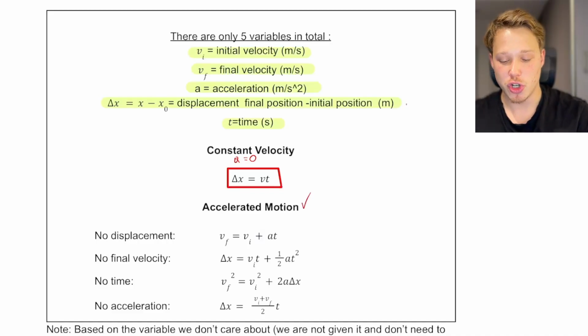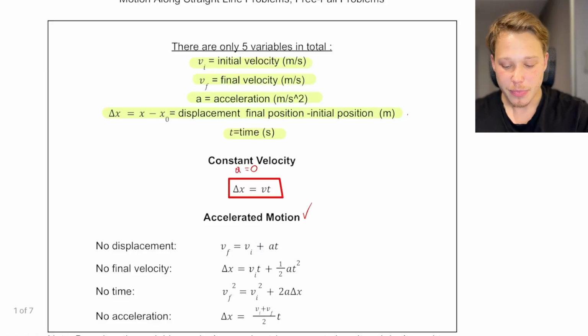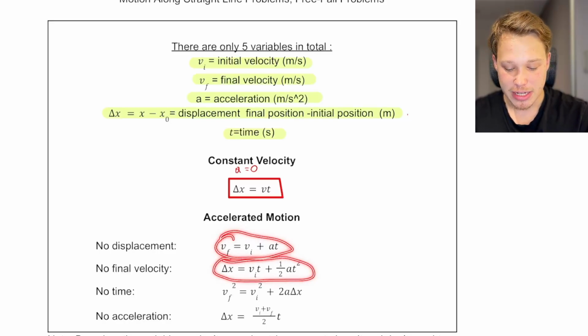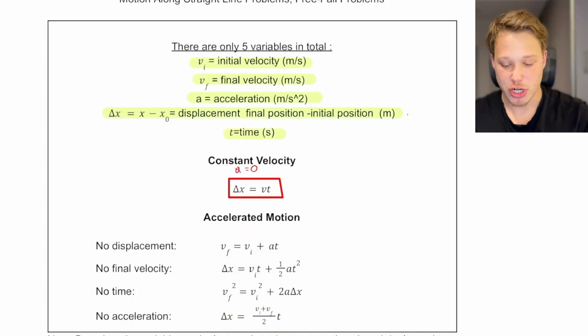So in accelerated motion, we have 4 equations in total. And notice these 4 equations, all of them have 4 variables. And they're just basically 4 different ways to arrange these variables together. So, for example, the first equation has all the variables except displacement. The second equation has all the variables except final velocity. The third equation has everything except time. And the fourth equation has everything except acceleration.